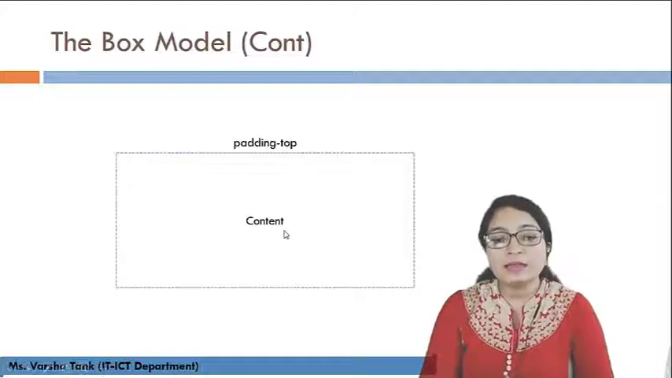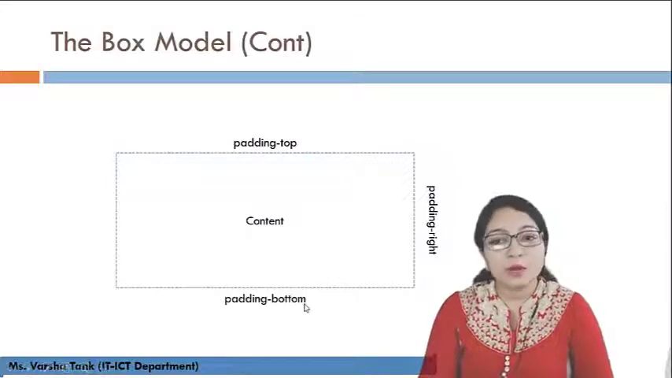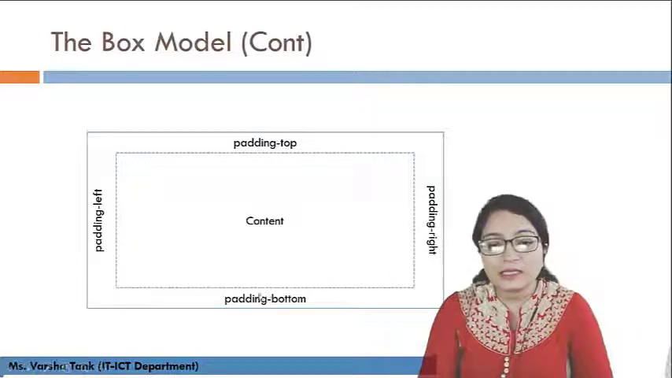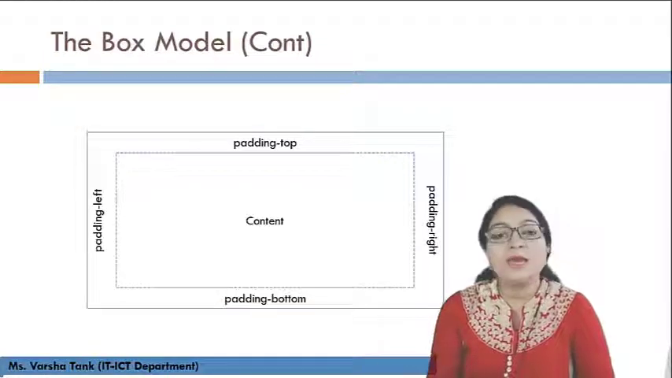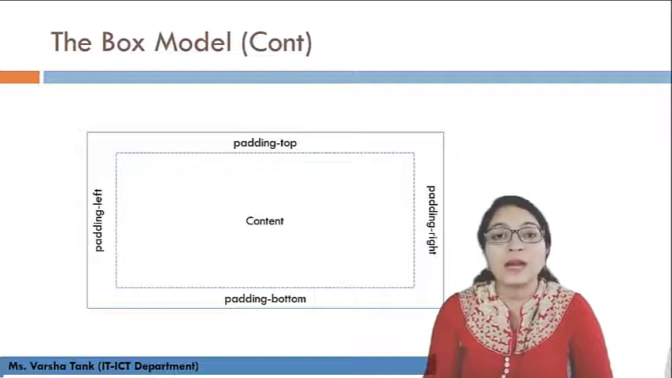Now let's see here the content. This is the padding top, this is padding right, this is padding bottom, and this is padding left. You can assign these different padding values. If you want to assign them individually, that is fine. If you want to assign the same value, that is also fine. And if you write the shortened property, you can do that as well.